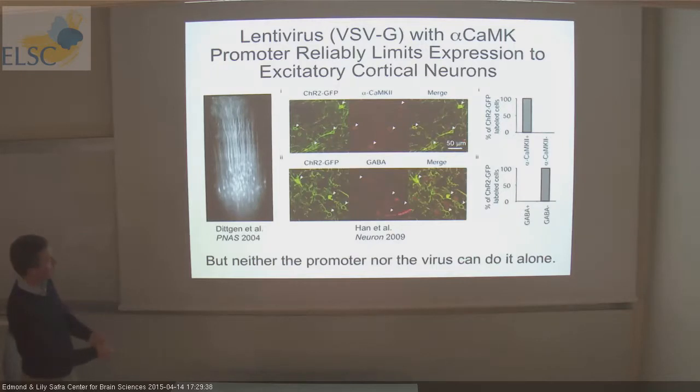Here's the quantification of that. And this is a later paper in monkeys showing the same thing, where this is quantified. So essentially 100% expression in excitatory neurons. But as I'm going to show you in the next couple slides, this isn't just because this excitatory specific promoter presumably only expresses in excitatory cells. It's a combination of the fact that this virus preferentially infects excitatory cells, and this promoter provides some additional bias.